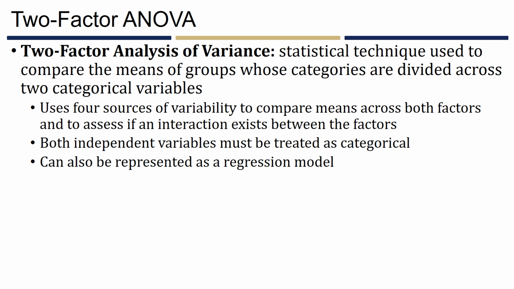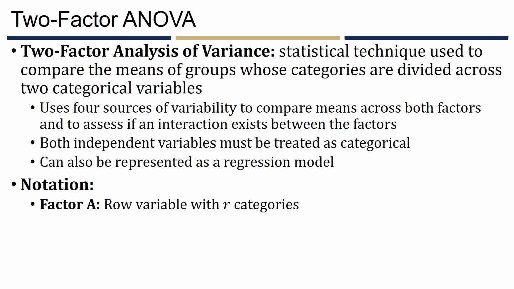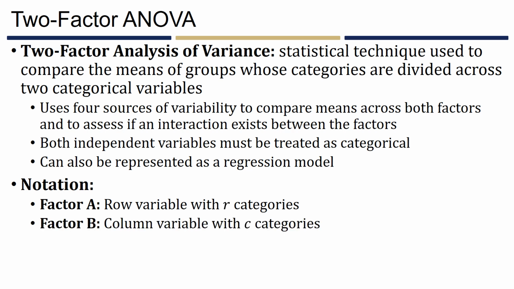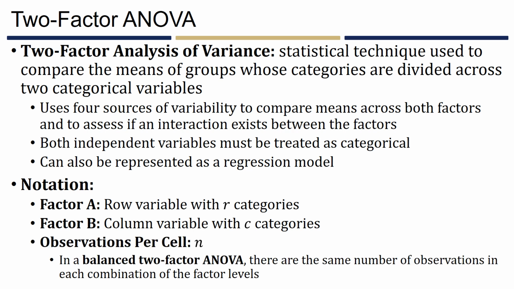Now here's the notation that we're going to use for two-factor ANOVA. Factor A is going to be the row variable that contains our r different categories. Factor B is going to be our column variable that has c different categories. And we'll let n denote the total number of observations per cell. In a balanced two-factor ANOVA, we require there to be the same number of observations in every combination of the factor levels or in each of the cells. So, unlike all of our previous situations, n is not going to denote the total number of observations altogether in the data. n is going to represent the total number of observations per cell.